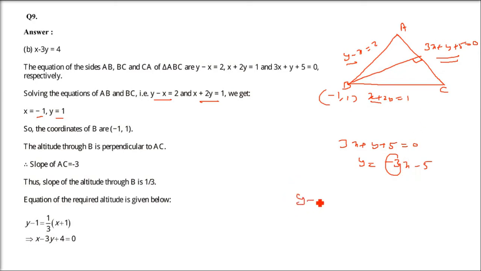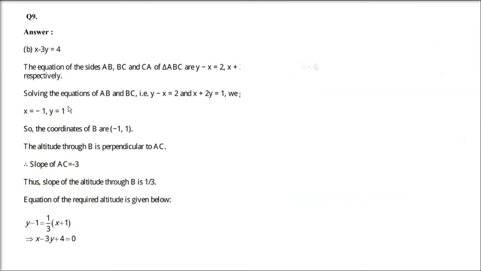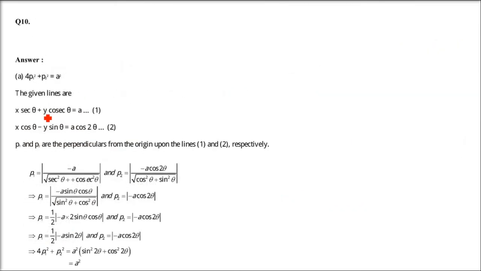So what is the slope of line through B? y minus y1 I am writing equals m times x minus x1. A line which is passing through minus 1 and 1 is y minus 1 equals m times x minus x1. So if the slope of AC is minus 3, what is the slope of line through B? It's minus 1 by the slope of AC. That is 1 by 3 it will come. So just put it here, 1 by 3. This is x minus 3y plus 4 equals 0.